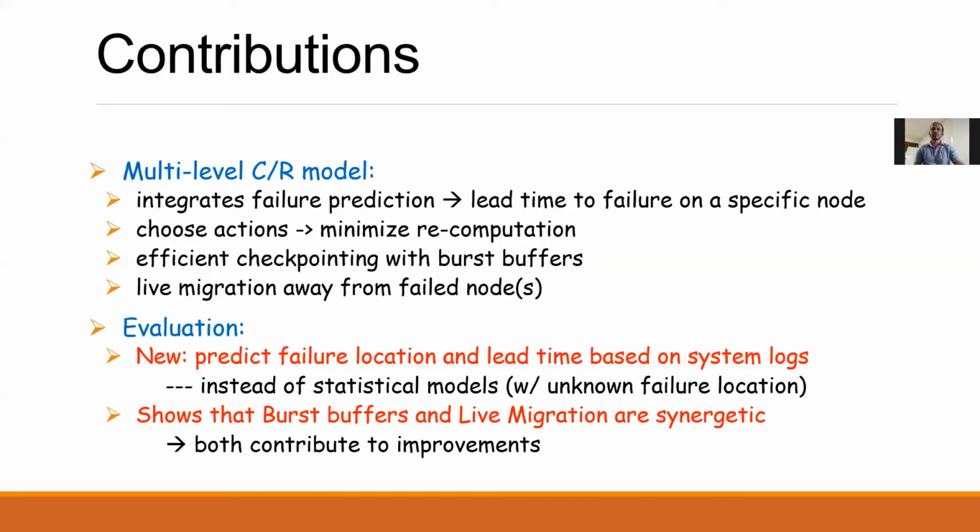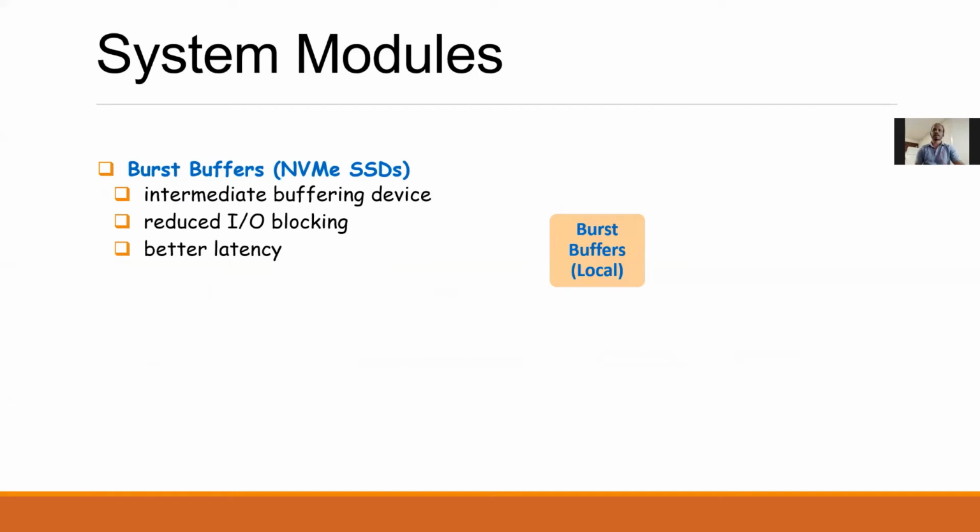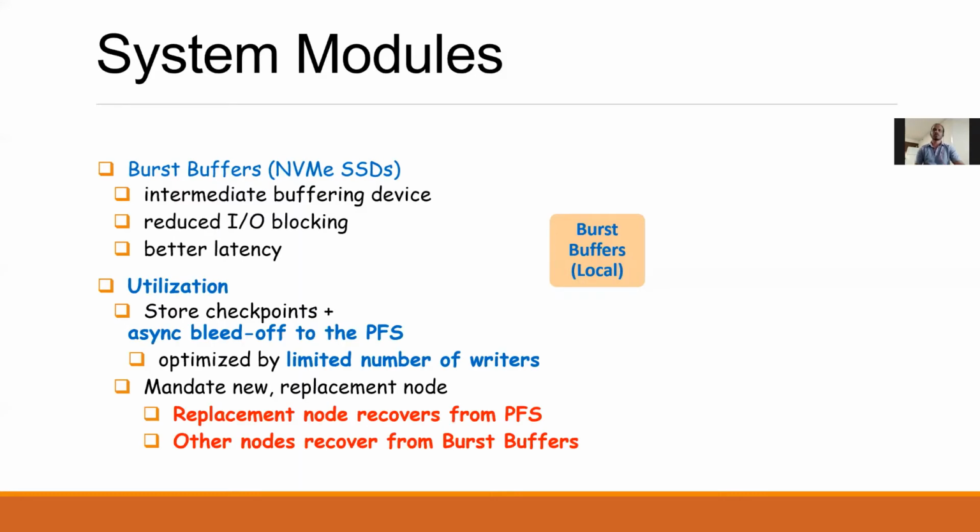The first module in our system is the burst buffers, which act as an intermediate buffering device to reduce application IO blocking while providing better latency. There exist many architectures of burst buffers. Our checkpoint restart model focuses on the local burst buffer architectures. We utilize the burst buffers to store the checkpoints and asynchronously bleed them off to the parallel file system while execution of an application continues.